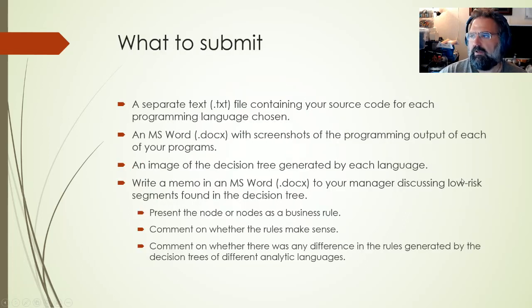So what do you turn in? A separate text file or source file for each of the programming languages, be it an IPython notebook or whatever, a Word document with screenshot programming outputs of each and some things that add color commentary, an image of the decision tree generated for each language, then write a memo in an MS Word doc to your manager discussing low-risk segments found in the decision tree.